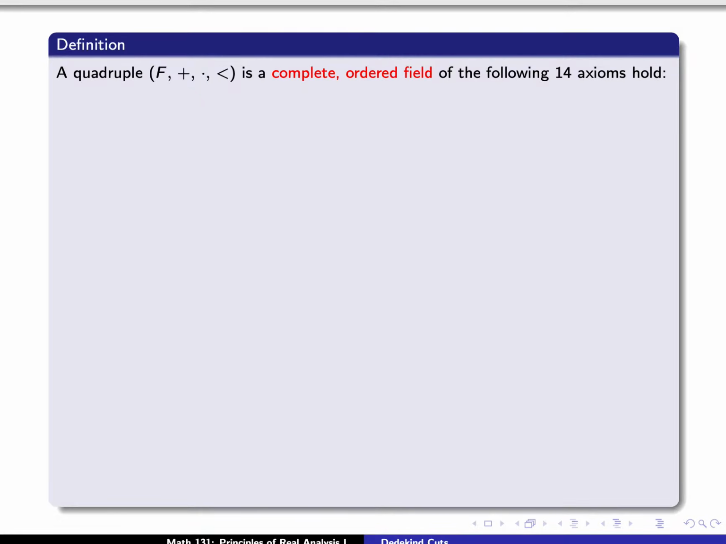Now we'll introduce the concept of Dedekind Cuts. A quadruple, that is consisting of a field, addition plus, multiplication times, and an ordering, is considered to be a complete ordered field if the following 14 axioms hold. The first is closure. That is, given any two elements x and y in the field F, both the sum x plus y and the product x times y are in the field F.